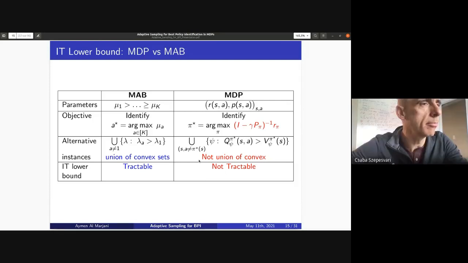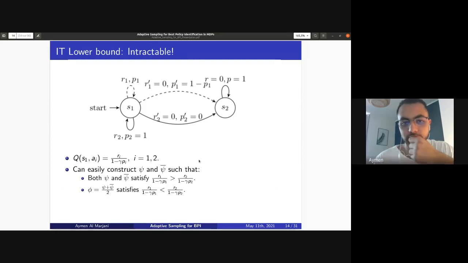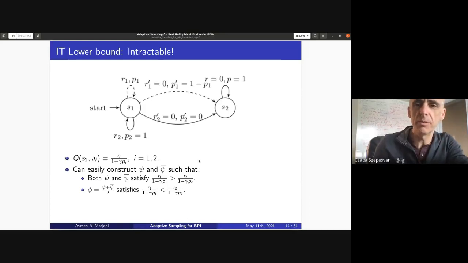Can I ask a question about intractability? Just because something doesn't have the structure that we are happy with doesn't necessarily mean that it's intractable? Yeah, sure. But even for a small instance with 2 states and 2 actions, you can clearly see that the problem is not convex. Sure. And maybe you can say that there are non-convex problems which are tractable? I think there are.